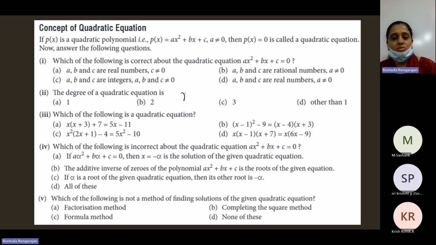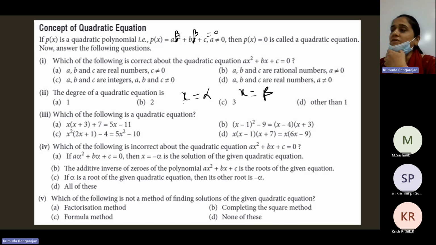What are the zeros? What are the roots? X is equal to alpha, x is equal to beta. So in place of x, you can use beta also. A beta square plus b beta plus c is equal to 0. Alpha and beta are the roots. That means x is equal to alpha, x is equal to beta. So when you're substituting for x, you can use alpha, alpha square plus b alpha plus c is equal to 0.